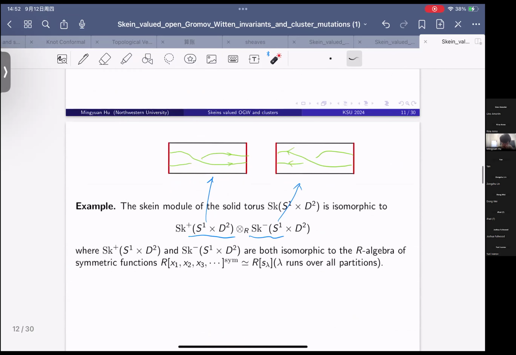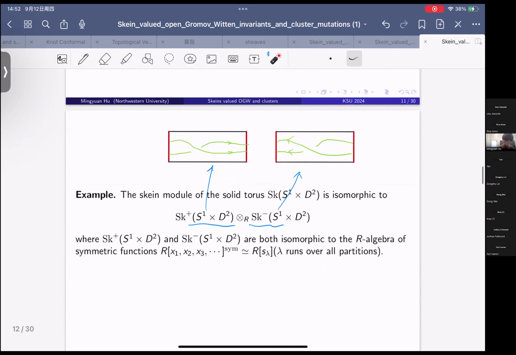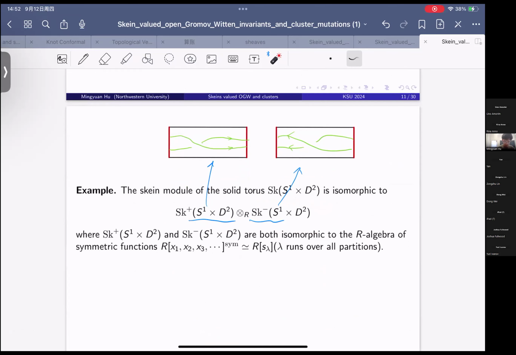Another example is the solid torus. The skein module of the solid torus can first be decomposed into two parts. This is a picture of the annulus of the torus. You should understand that this edge is glued to this edge, so it's an annulus. When I draw such a diagram on the annulus, it means a link in the solid torus.